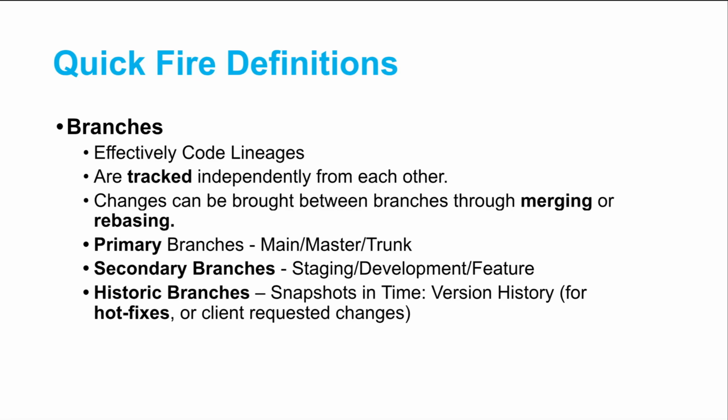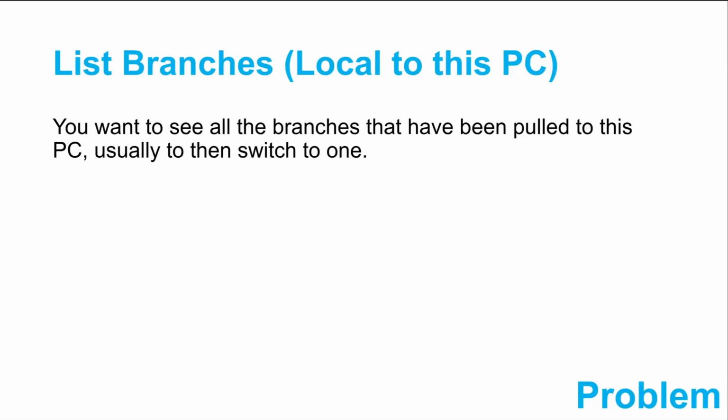A lot of times there are primary branches, secondary, and historic branches. Primary branches are generally called main, master, or trunk. Secondary branches can be staging, development, or feature branches. And then historic branches are like version releases, hot fixes, specific client related stuff. But I mean, it can be whatever, as long as it's organized in some fashion.